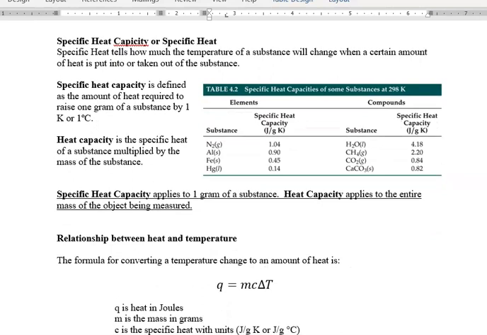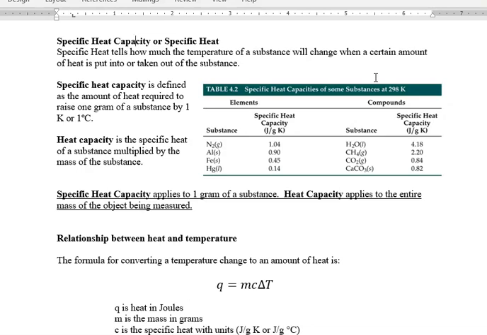Okay, specific heat capacity or specific heat. Specific heat capacity and specific heat mean the same thing. Specific heat tells how much the temperature of a substance will change when a certain amount of heat is put into or taken out of the substance. So different substances have different specific heats. Specific heat capacity is defined as the amount of heat required to raise 1 gram of a substance by 1 degree Kelvin or centigrade. A degree on the Kelvin and centigrade scales are the same thing. So, 1 gram by 1 degree. That's specific heat capacity or specific heat.